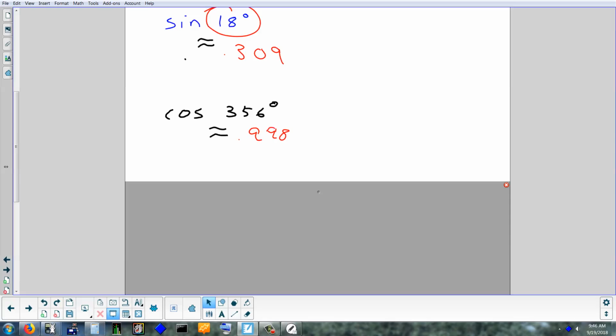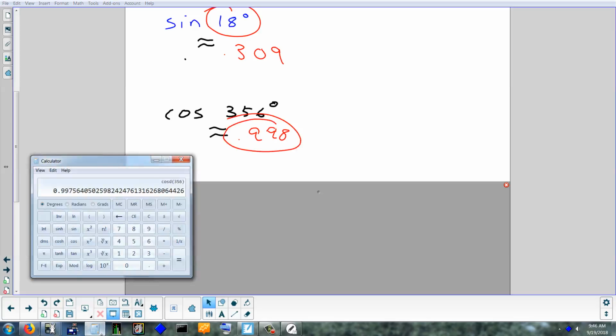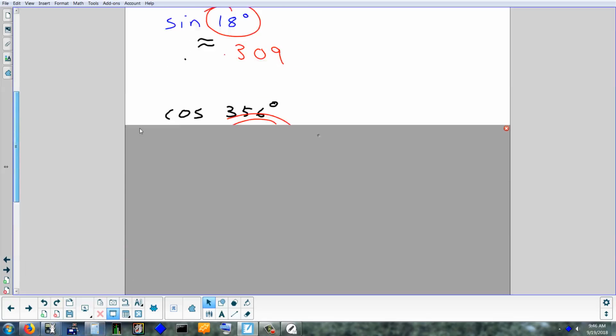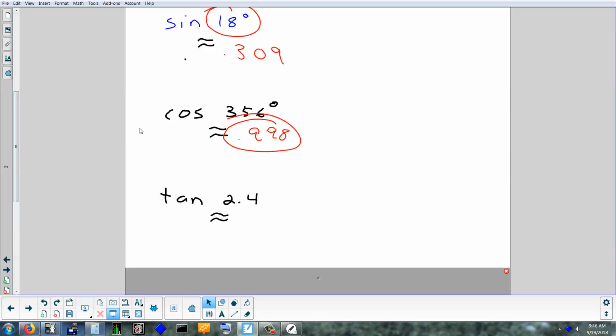How many people got .998? No? Yep. You got it? Wait, hold on. So for yours, remember you gotta type it backwards. 3, 5, 6. I think I might have pressed this. I don't know. Cosine. Yeah, I got it. You got it? Okay. So now, let's look at this one.